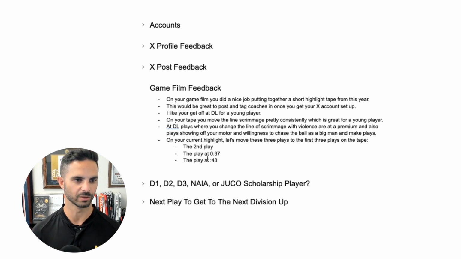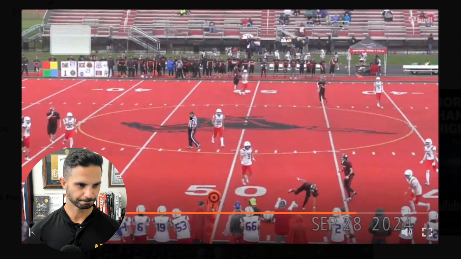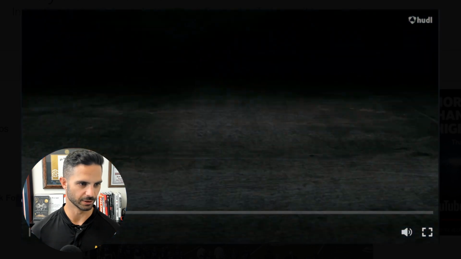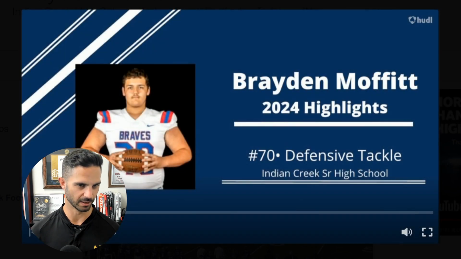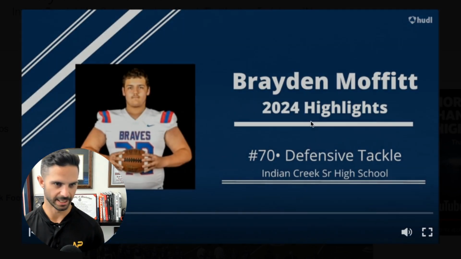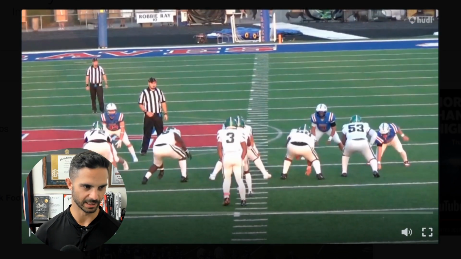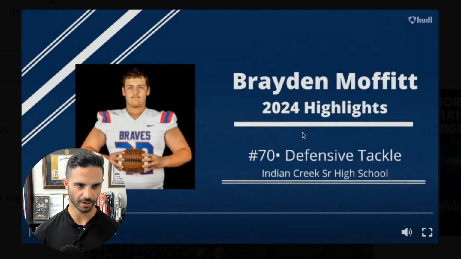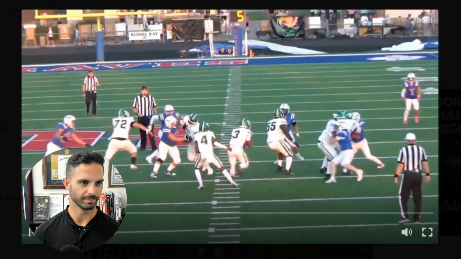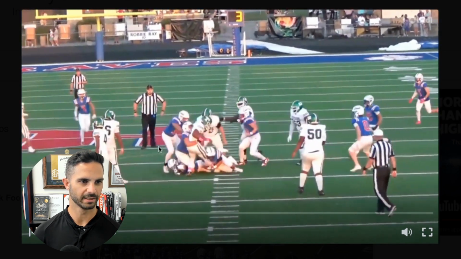On your current highlight, we'll talk about some of these plays that you're going to move, but let's just break down some of the plays here and what we're looking for. So here's your card. Good job there on the card. Make sure you put your X handle, and the same information, by the way, that we talked about on the X account should be here, plus your X handle. Okay, so here we are. Make sure you do the arrow before the play.